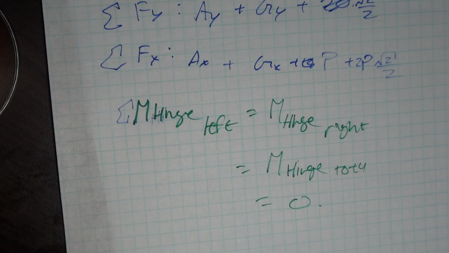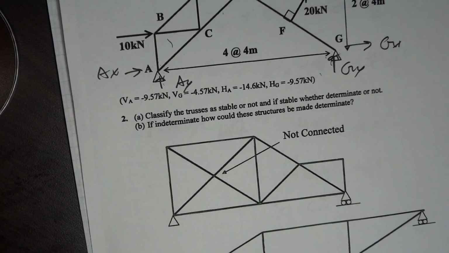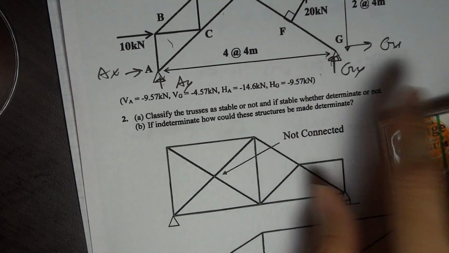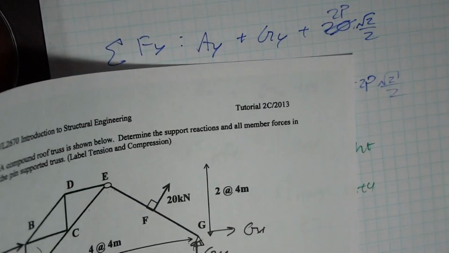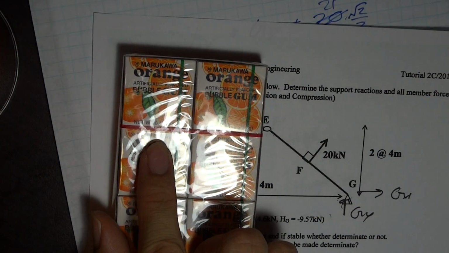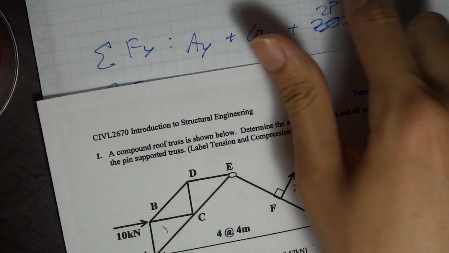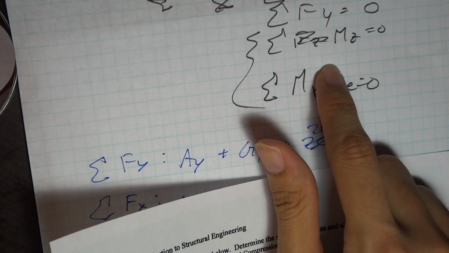And you can try this if you like when you get your final results, or you can even try it now with these results. But what I'm saying is, for this moment equation about the hinge, I only need to look at this half or this half. I don't need to look at the whole structure. When I do moment about some point, I do need to look at the whole structure.